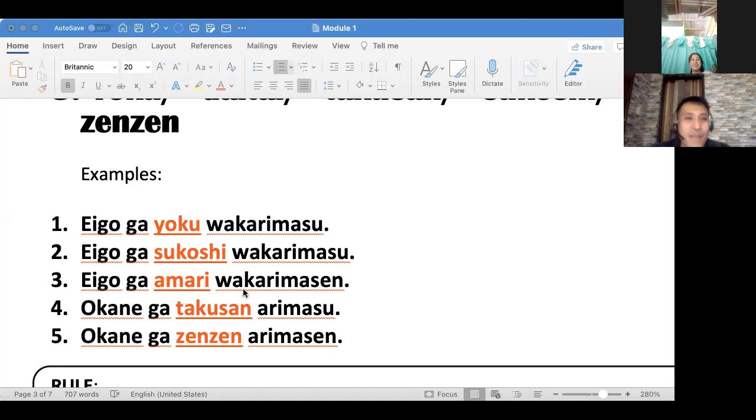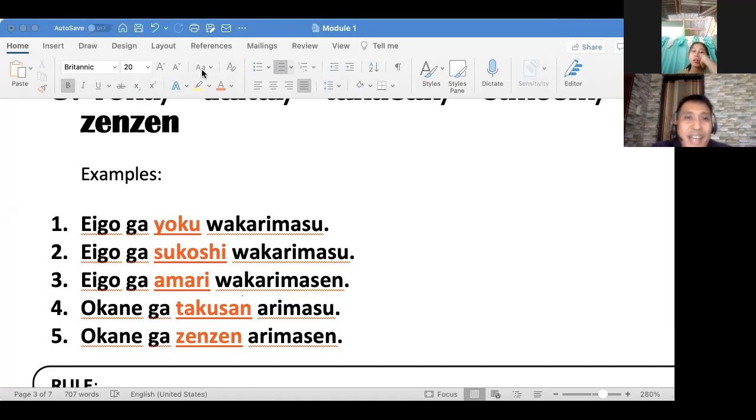Ayan. So halimbawa, pag kumpleto yung sentence, watashi wa okane ga sukoshi arimasu. Ito yung sagot ko. Watashi wa okane ga sukoshi arimasu. Okay? So hindi na kapani-paniwala wala kayong pera, no? Kahit kaunti siguro meron naman.